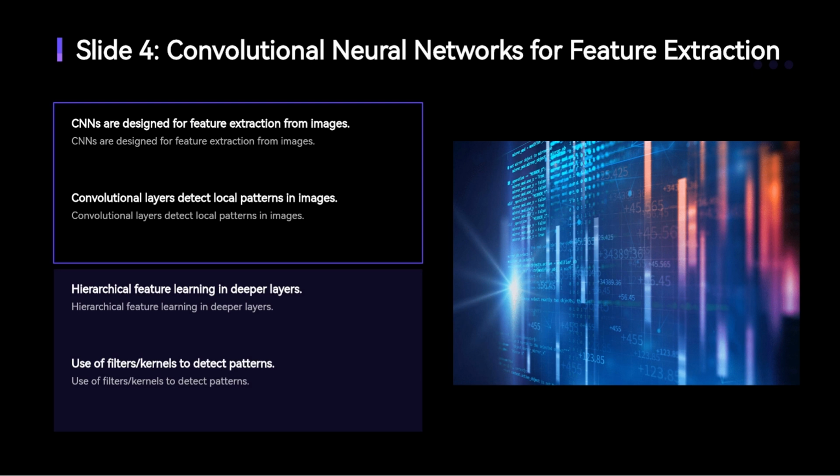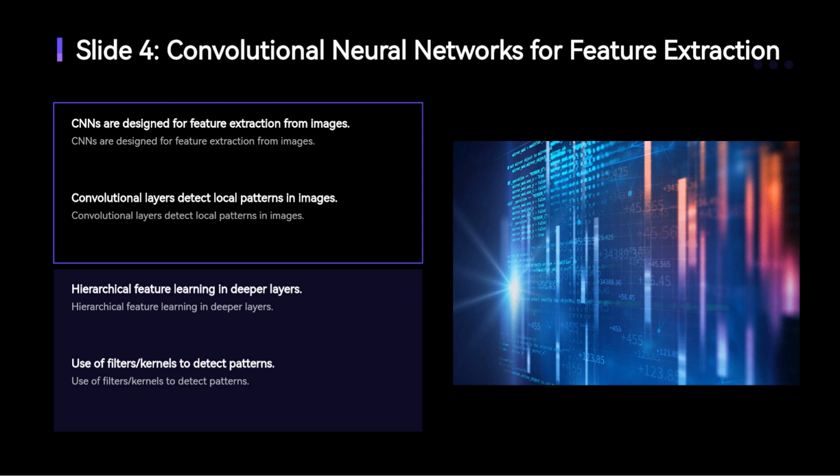These filters slide across the image, or feature map, performing the convolution operation at each position. The output is a new image, or feature map, that highlights the presence of the learned pattern.